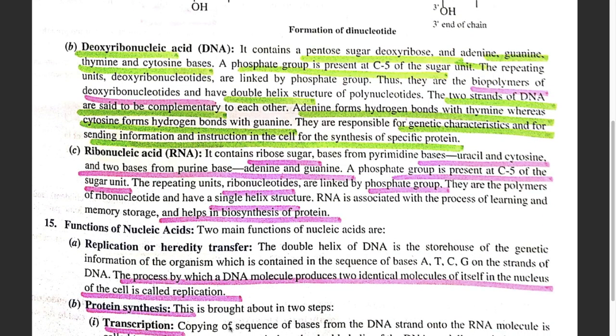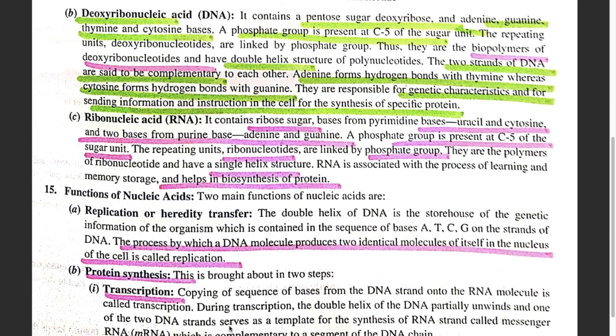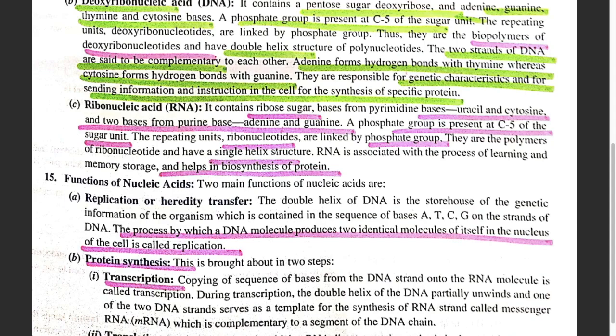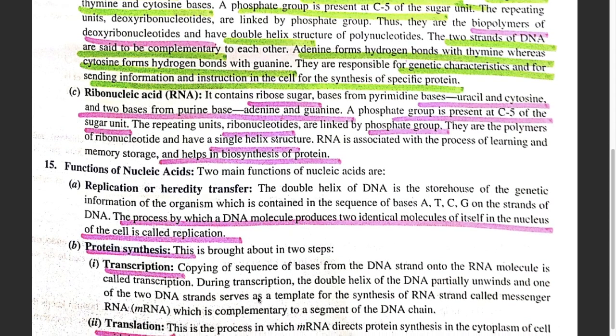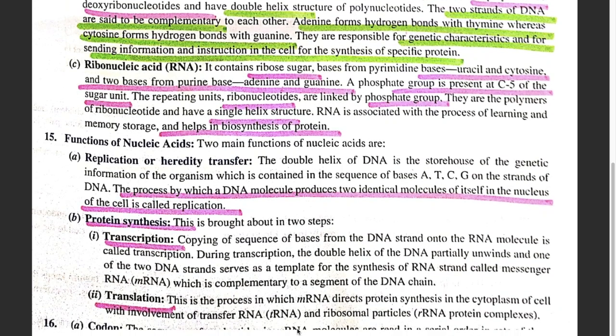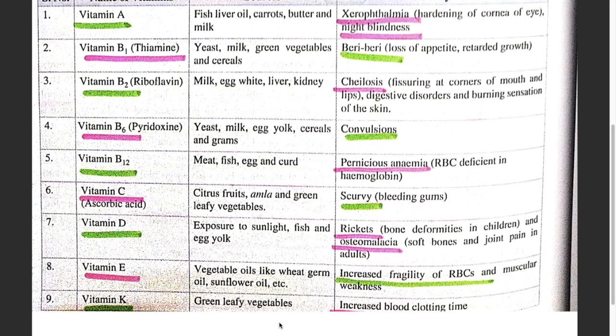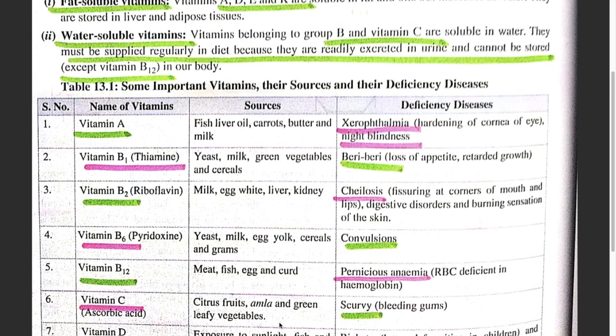Protein synthesis is the function of the RNA, and it is done in two steps: transcription and translation. So you need not go into the details of these two steps, transcription and translation. And now we move on to the next category of biomolecules, which are vitamins.